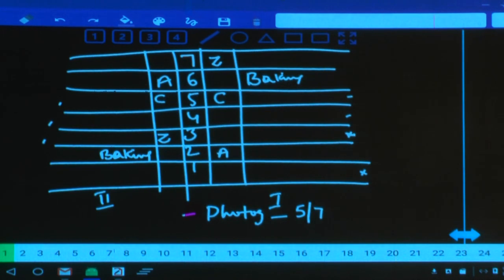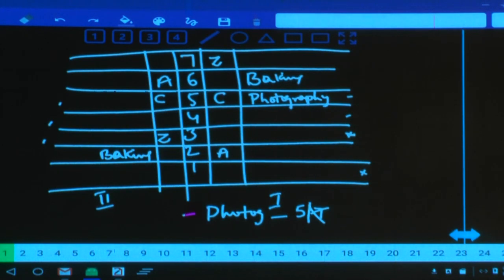Are you following this one or not? Z is not participating in photography competition, and photography cannot be 7 as well. As photography cannot be 7, hence the person who is participating in photography must be on the 5th floor. Done with this? Are you following this one or not? 1 and 3 were ruled out. Now 7 is also ruled out. Finally, we are left with 5.